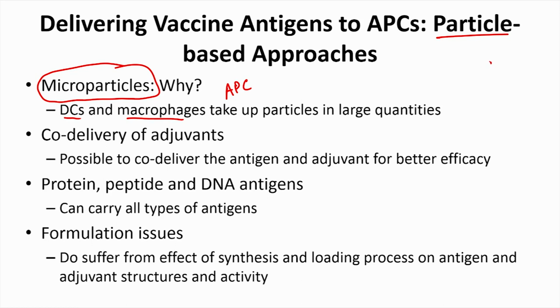To give you an example, let us say this is a dendritic cell and we are trying to deliver a subunit vaccine. So, in this case we are trying to deliver a protein. Now, the size of this protein typically would be anywhere between 1 to 5 nanometer.